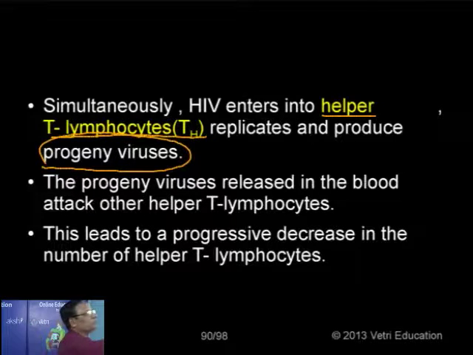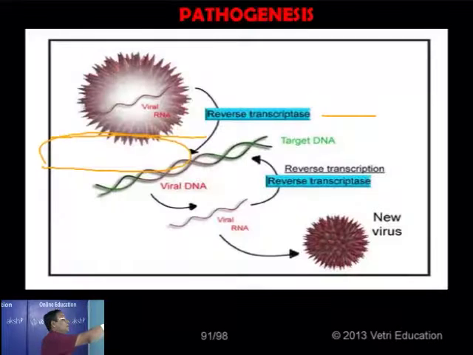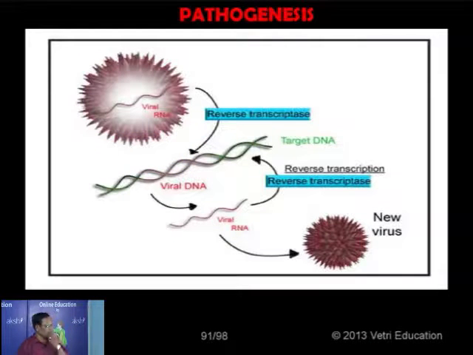Now here is a simple picture. This is the virus particle containing the viral RNA. See that I represented only one, but we have two identical strands of RNA. Now this RNA gets converted into viral DNA, having a double stranded structure.